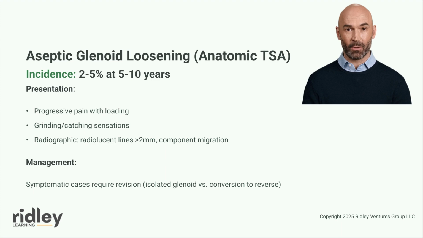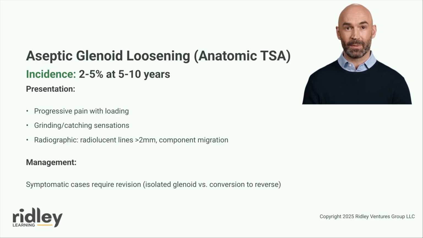Aseptic loosening of the glenoid component, defined as progressive radial lucency at the bone implant interface or component migration without evidence of infection, remains a long-term concern following anatomic total shoulder arthroplasty, with incidence rates of 2 to 5% at 5 to 10-year follow-up in contemporary series.